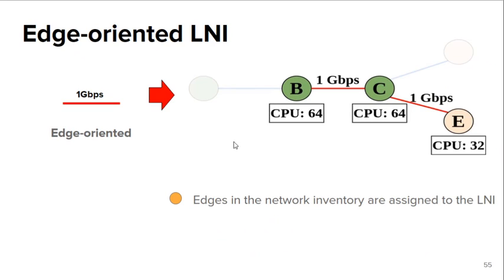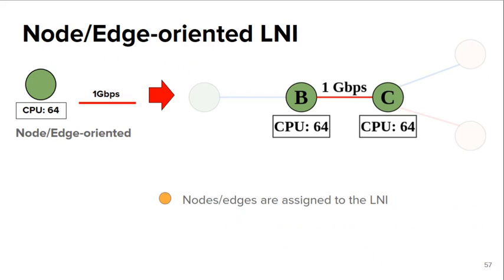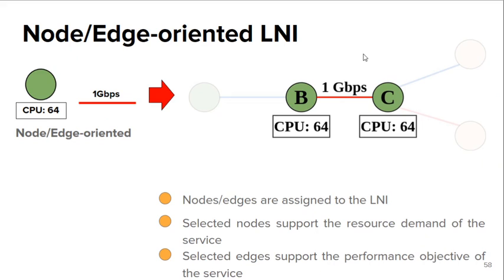In an edge-oriented LNI, a set of edges in the network inventory are assigned to the logical network inventory. Selected edges have to support the required bandwidth capacity of edges in a network service. Finally, in a not edge-oriented LNI, a set of nodes and edges in the network inventory are assigned to the LNI. Nodes and edges are selected according to the CPU and bandwidth capacity constraints in a network service, respectively.